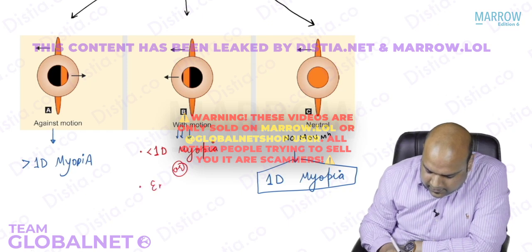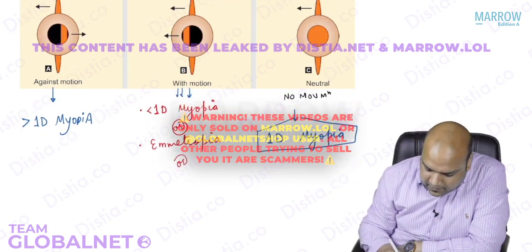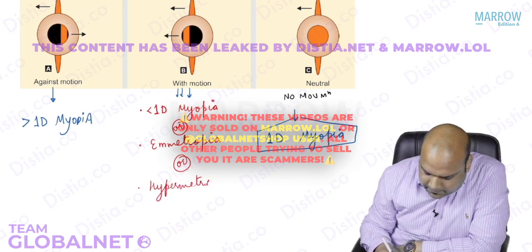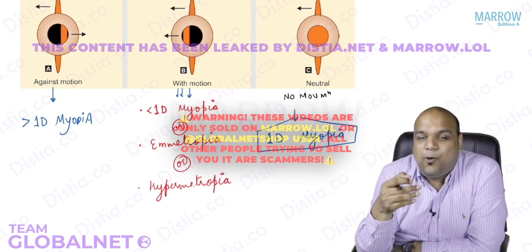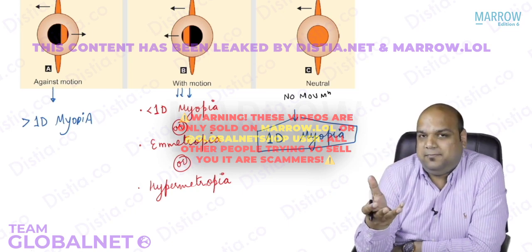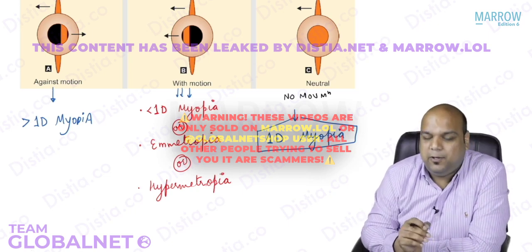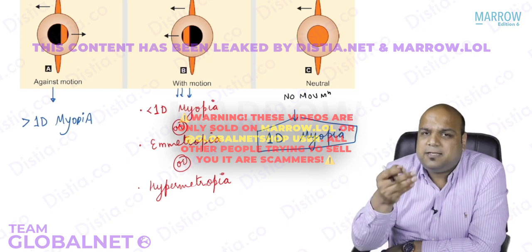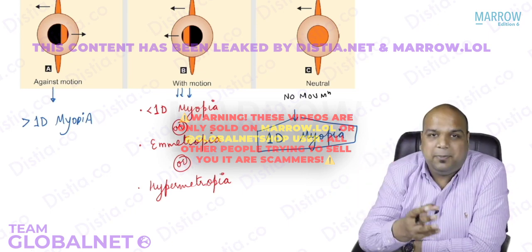But if there is with motion, everybody, then the answer can be less than 1 diopter myopia or emmetropia. As we saw a little while back, emmetropia means, everybody, normal refractive power, or hypermetropia. Okay, everybody. So based on the direction of movement, this is how we are able to narrow down onto the refractive error. Okay. No movement, 1 diopter of myopia. Against movement, greater than 1 diopter of myopia. And if it is with the motion, we are saying it is less than 1 diopter of myopia or emmetropia, or moving towards the plus side, that is hypermetropia.